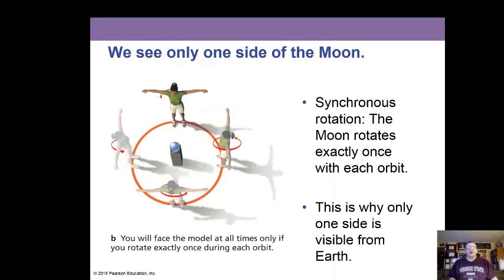Now it is true we only see one side of the moon. This is caused because we have a synchronous rotation around the moon. It rotates exactly once with each orbit around the Earth.